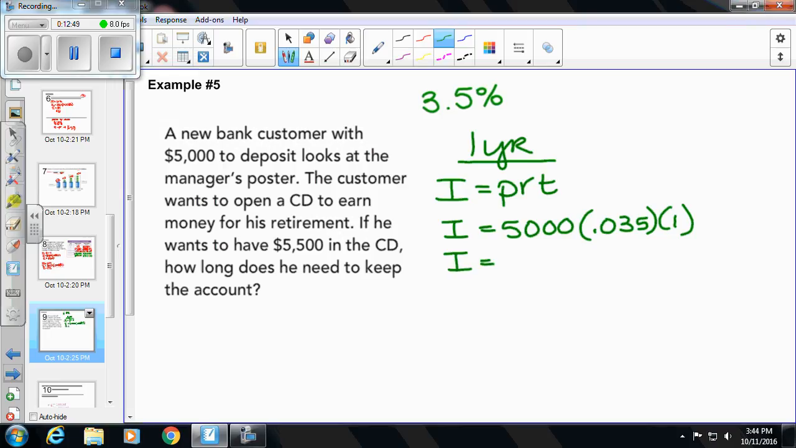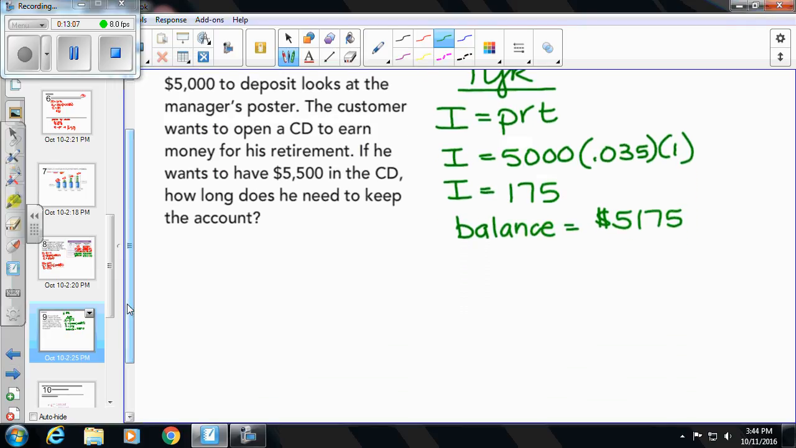When I do the arithmetic, I get $175, which means the balance is going to be $5,175. Not quite $5,500. Let's see how much we have after 2 years.